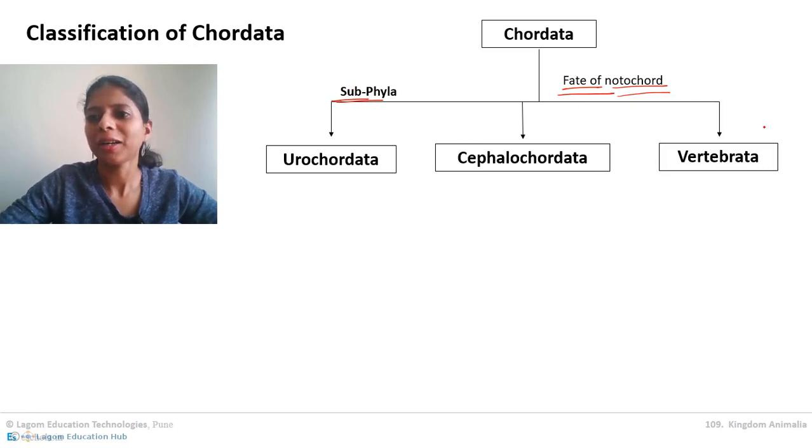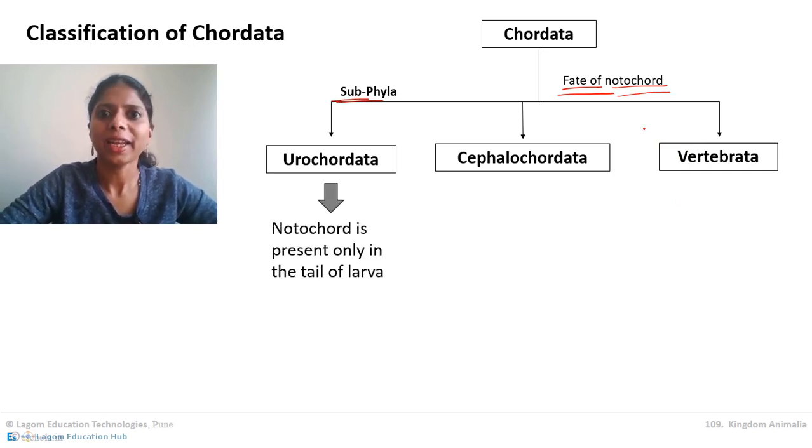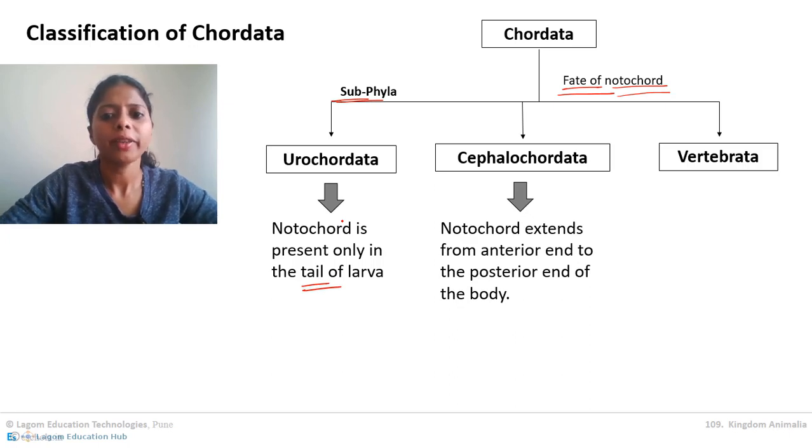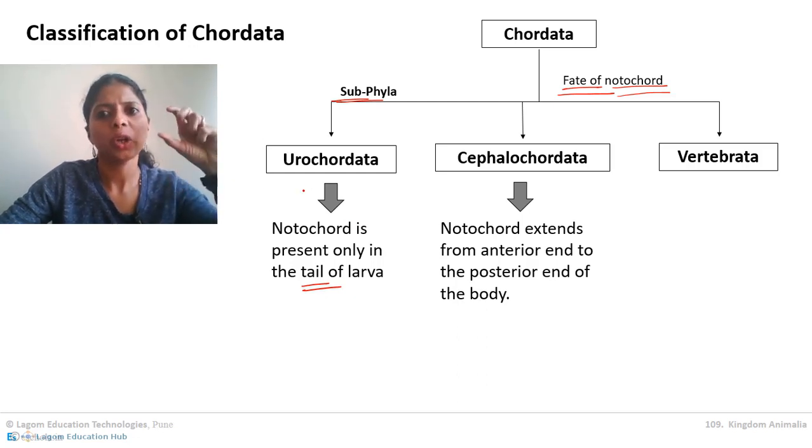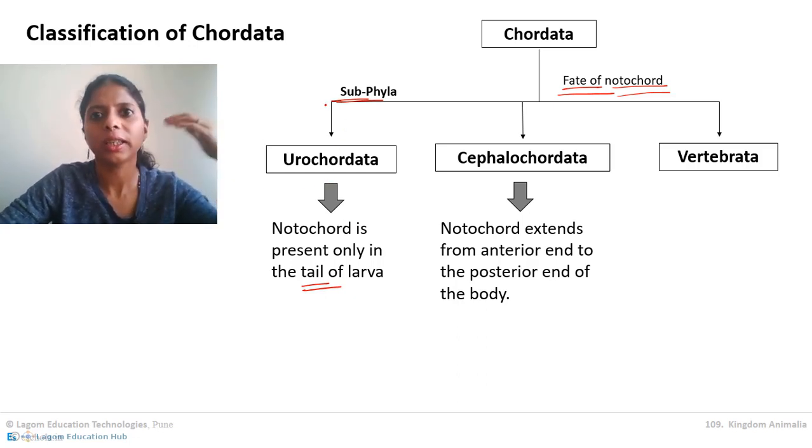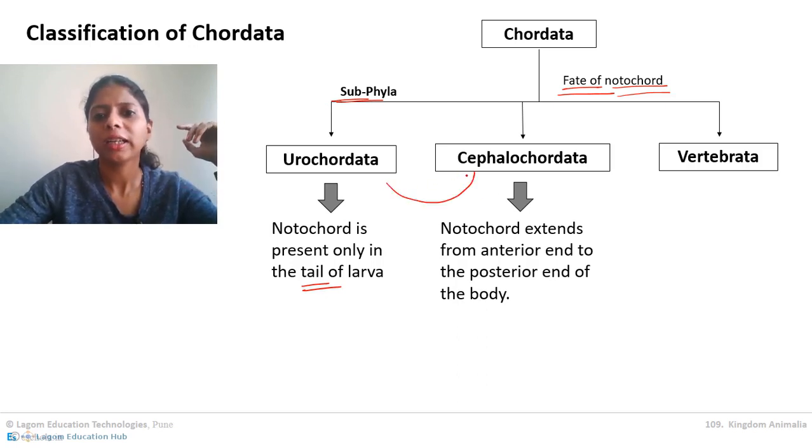We human beings come under Vertebrata, and amphibians come under Vertebrata. We are going to study them in detail. Urochordata include the animals which have a notochord only during their larval stages and only in the tail region of the larval stages. Then Cephalochordata include animals which have a notochord throughout their life from the head to the tail region, not restricted to any part of the body. The whole complete notochord is present.